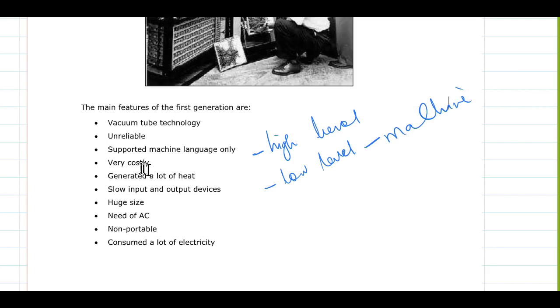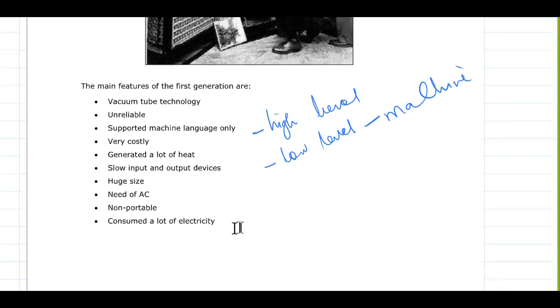And the other thing is that they were very costly, so they could not be owned. Right now, every one of you owns a computer. But in those days, only the government or very, very well-funded institutions could afford them. They used to generate a lot of heat. They were very slow in input and output. They were huge in size. They were not portable, and they consumed a lot of power.